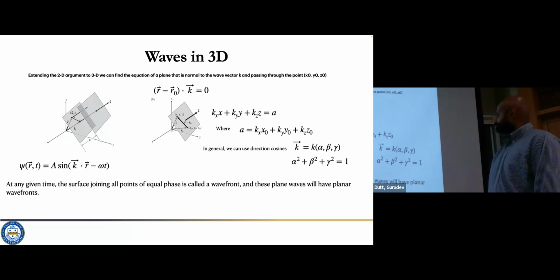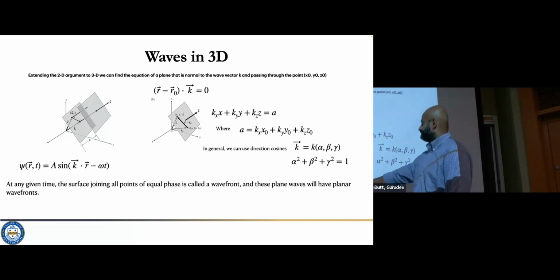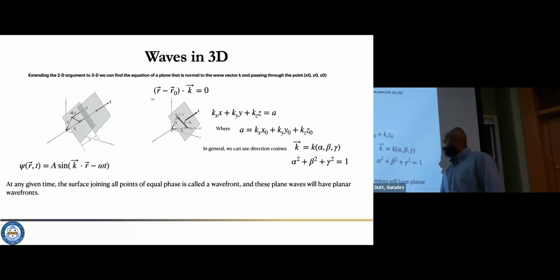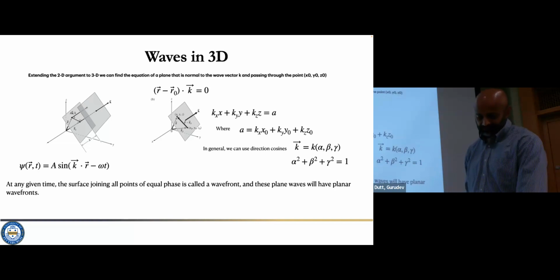All right. So again, the surface that joins all the points of equal phase is called a wavefront, and these plane waves will have planar wavefronts. Just a couple more minutes, and I'm done.